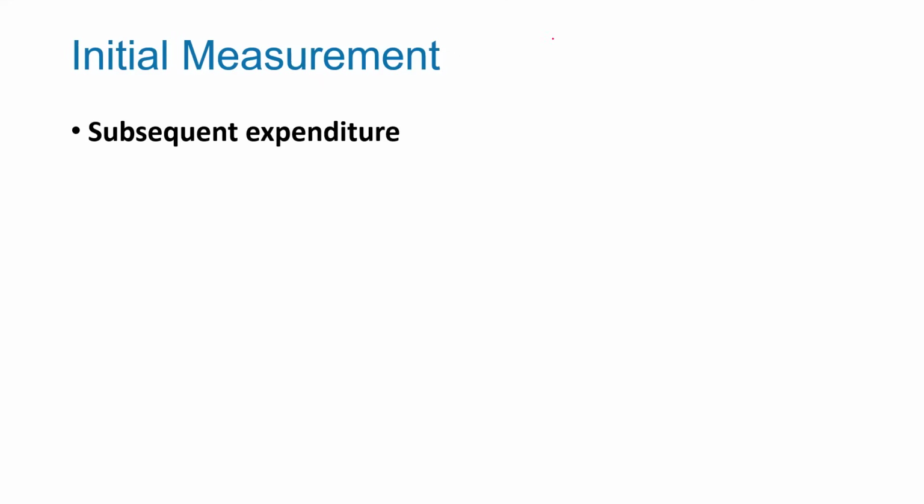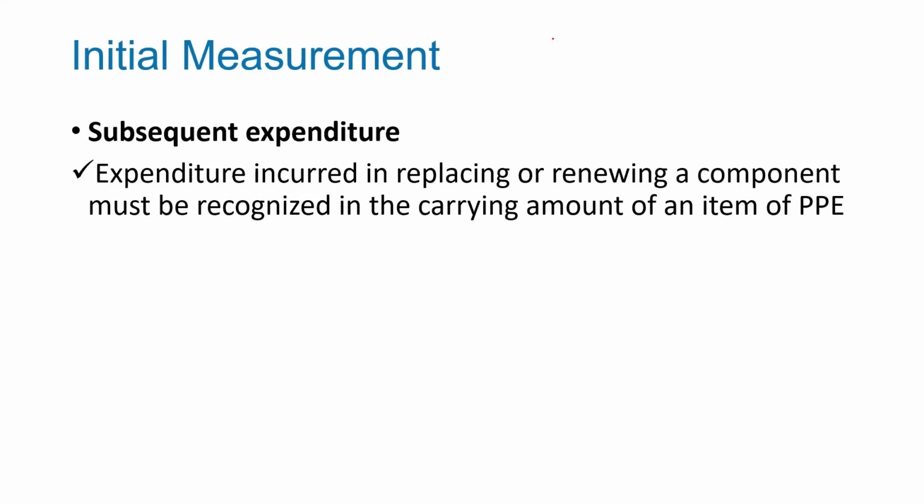Over here too, the standard has given you a guideline on subsequent expenditure you incur as far as the item of PPE is concerned. Expenditure that is incurred in replacing or renewing a component must be recognized in the carrying amount of the item of PPE. Do you remember the meaning of carrying amount? The cost of the asset minus accumulated depreciation minus accumulated impairment losses. So anytime you incur expenditure in replacing or renewing a major component, you have to recognize it in the carrying amount of the item of PPE.